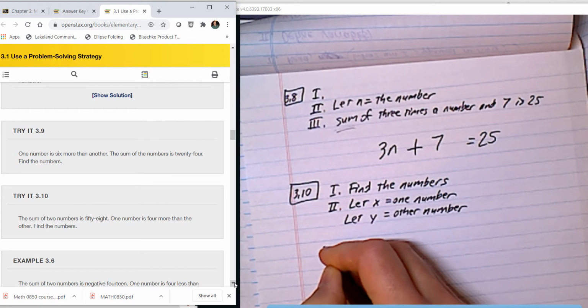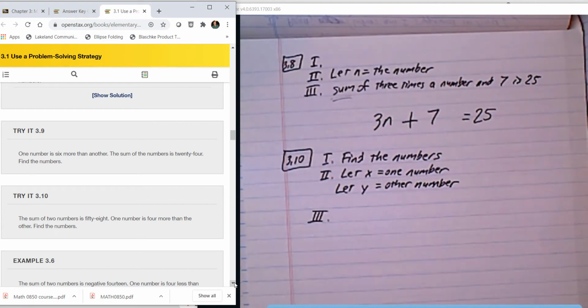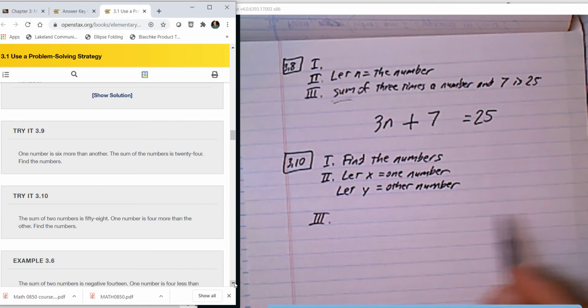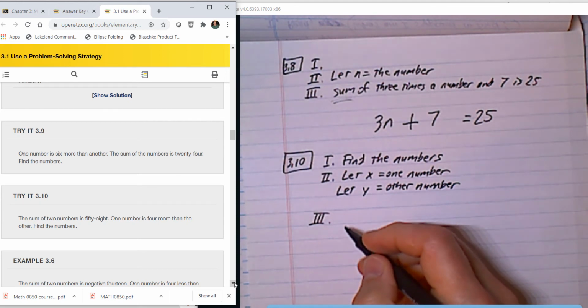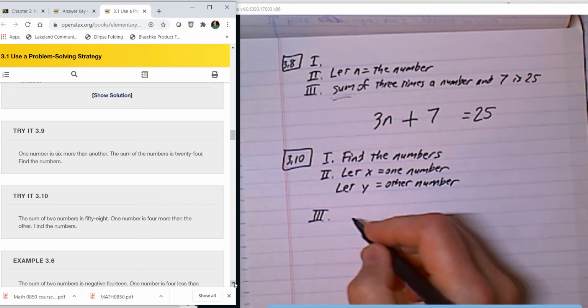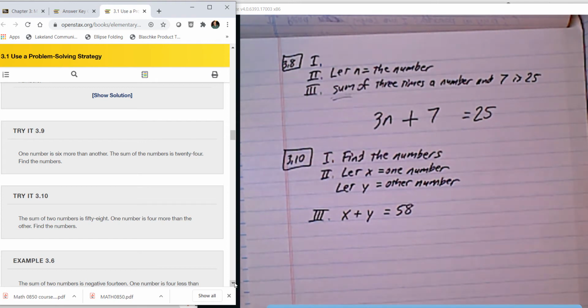So now I'm ready for step 3. Again, since I did 2 variables, I'm going to need 2 equations. The first one, and you can probably get pretty easily: the sum of 2 numbers is 58. The second one says one number is 4 more than the other number.